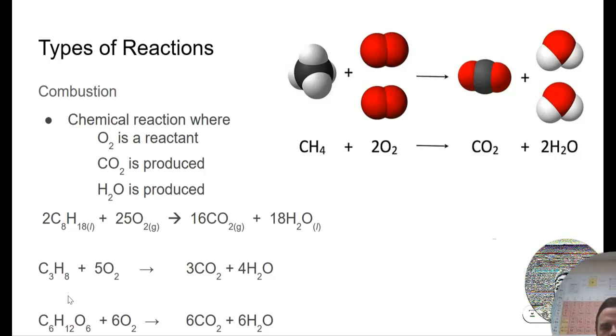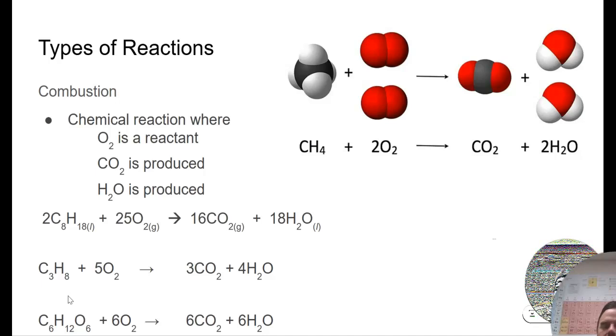The other thing that you'll notice in this reaction is that one of your reactants usually is a combination of carbon and hydrogen. In this case, it's methane, which is CH4. You could have ethane, which is C2H6. You could have propane, which is C3H8, or some other ones. Octane, which is C8H18.